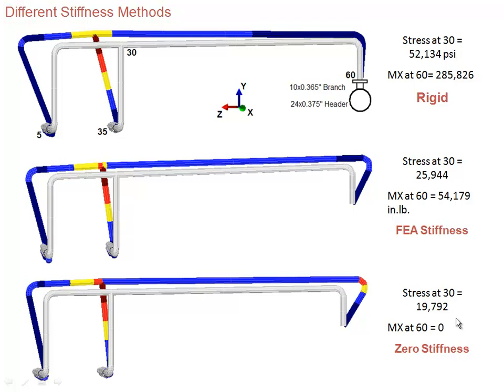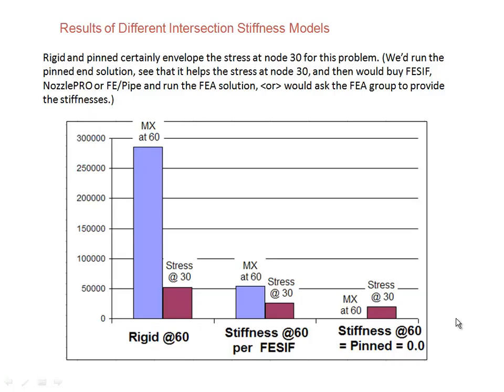Now if we look at the comparisons of these two results on the next slide, we can see that the pinned end gives a reasonable or similar result to the finite element calculation for the stress at 30. So what may be more applicable for a certain system may be as simple as assuming that the intersection is a pinned end.